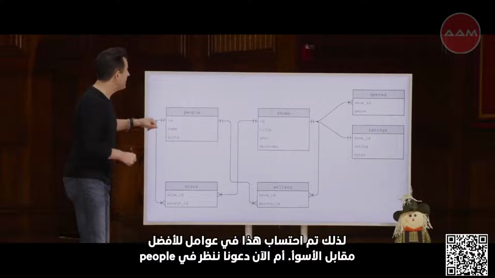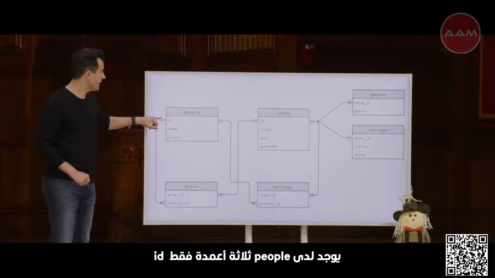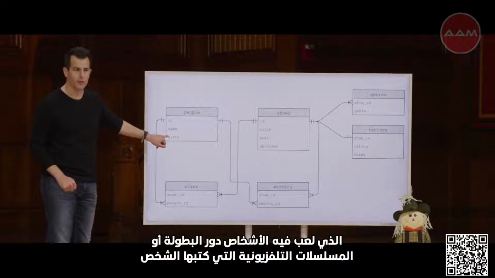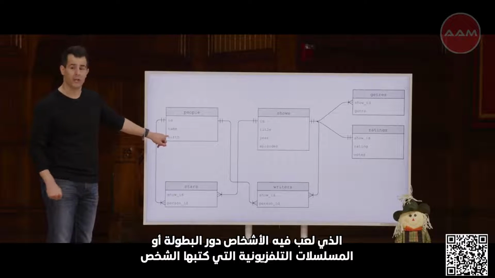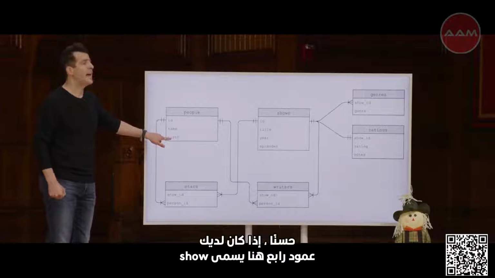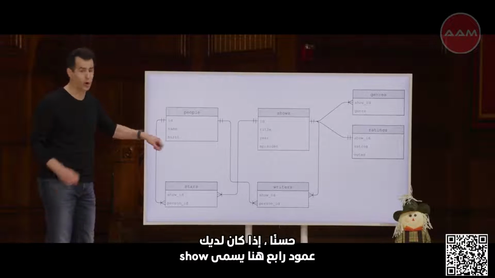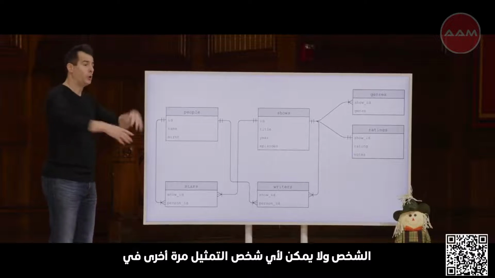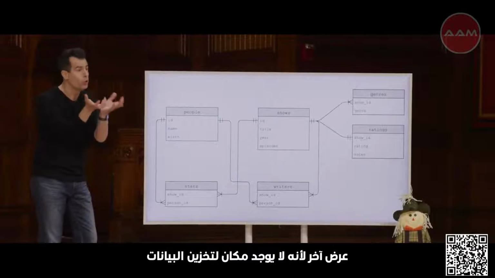Now let's consider people. People have just 3 columns, ID, name, and birth. But there's no mention of the TV show in which people have starred, or the TV shows that a person has written. Well, why is that? Well, if you just had a 4th column here called show, well, you would have to decide what show is that person in.